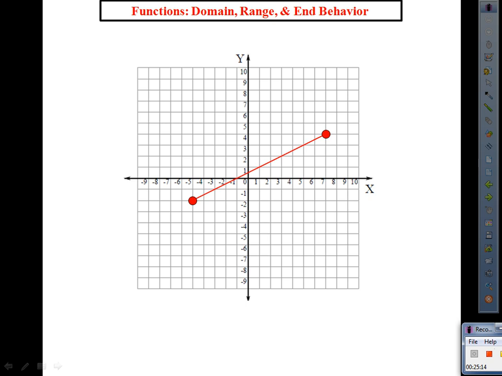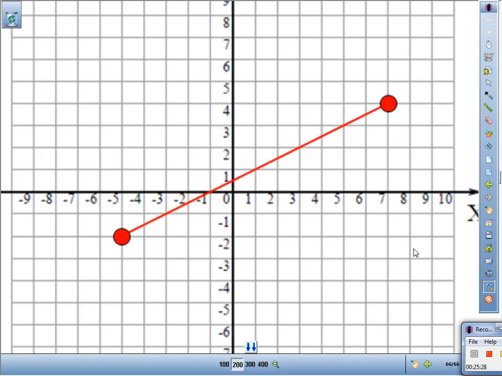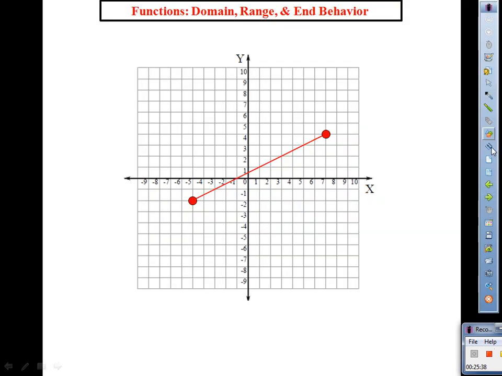Okay, share with your neighbors between what two values of y are we going to find the range? I'll zoom in. There it is. All right, let's see. Did you think about this? Yes. And where does it start? It starts at -2. And where does it end? At 4. That is correct.